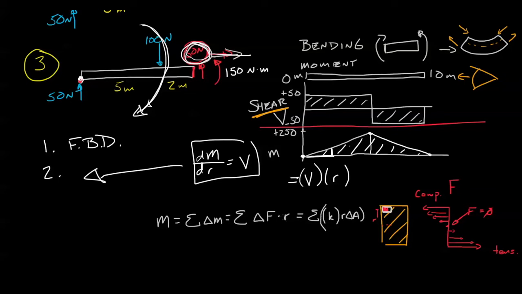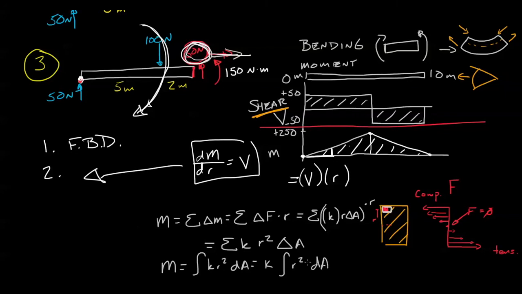Remember, this whole thing is multiplied by r. If we combine these, we get the sum of k, and remember k is a constant so we don't have to worry too much about that, r squared delta A. Now you know exactly where I'm going with this. I want to turn this into an integral. So I'm going to take all those delta A's, make them really small, and we're left with an integral of k r squared dA. Let's take that constant out. It's a constant, so we can take it out of the integral, and we're left with the integral of r squared dA.